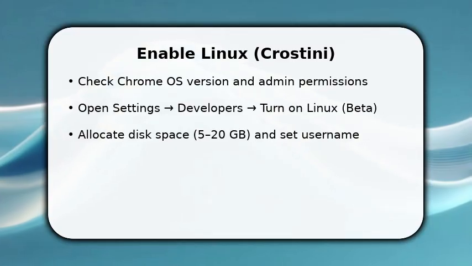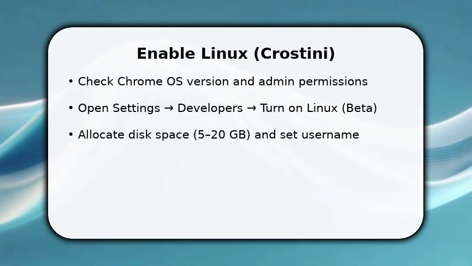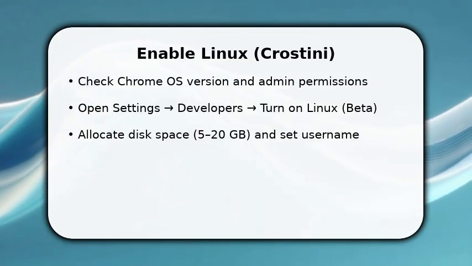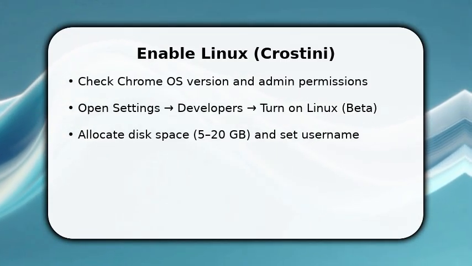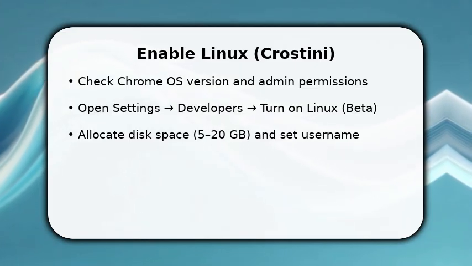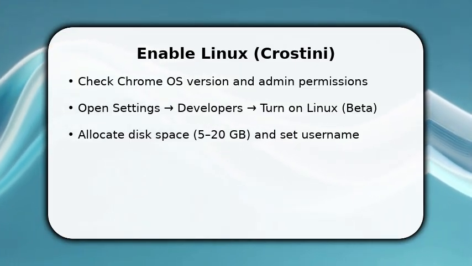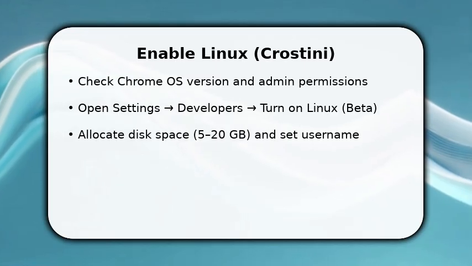You start by enabling Linux on your school Chromebook. This gives you a containerized terminal. First, confirm your Chrome OS is up to date and you have permission from school admin. Then open Settings, find Developers or Linux Beta, and enable it.